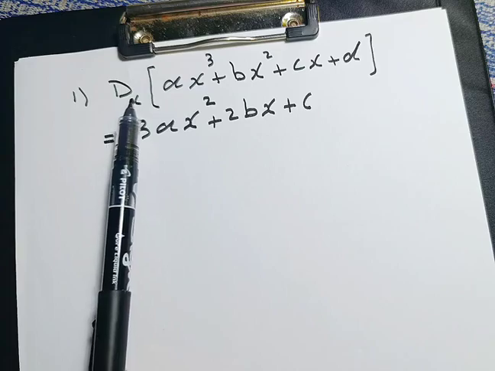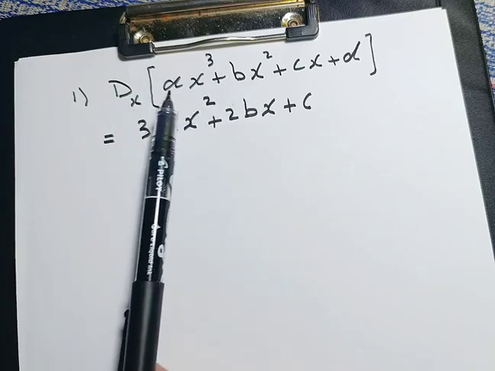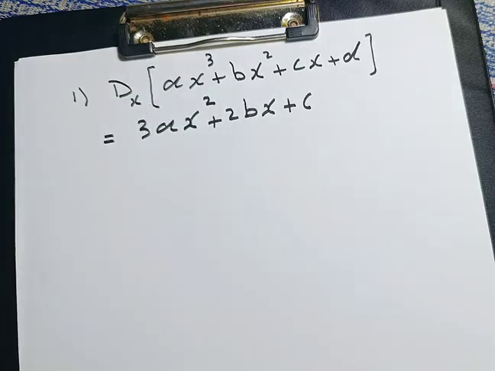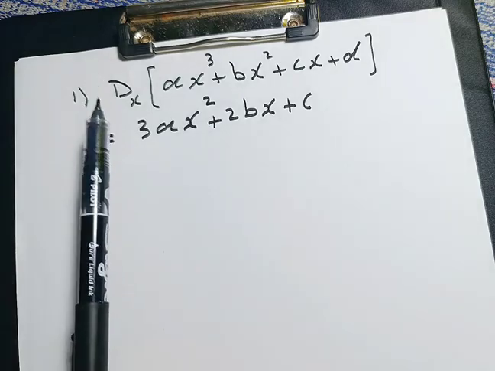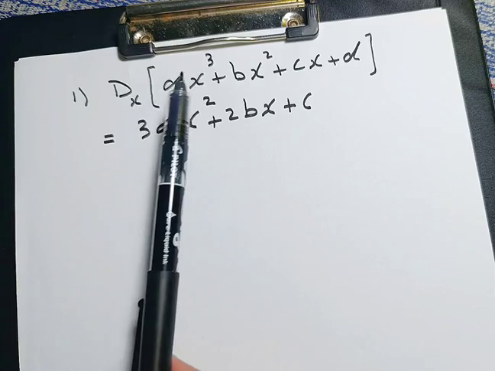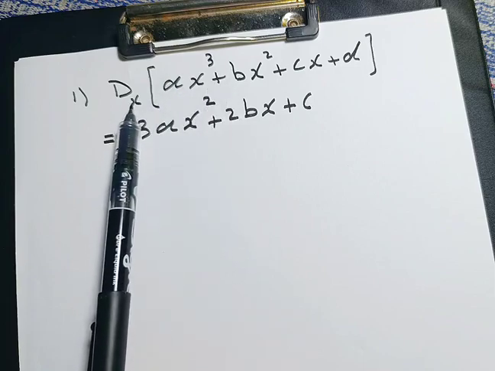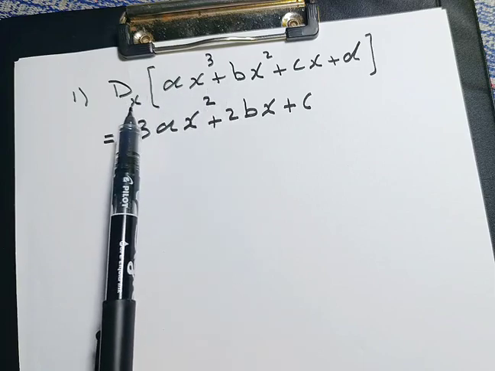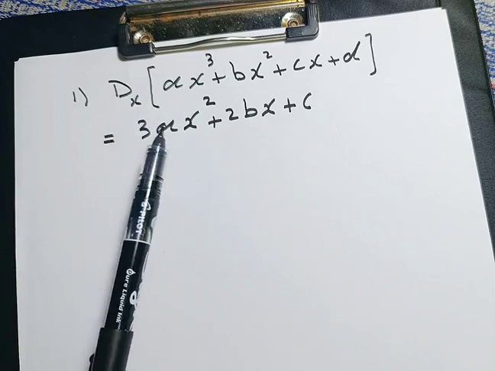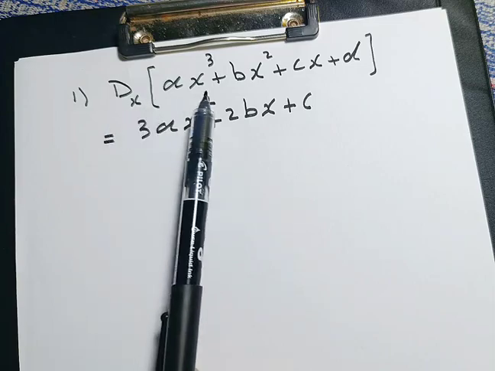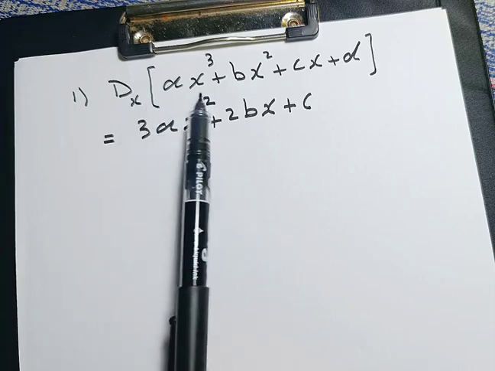So we're going to differentiate this expression with respect to x, which means differentiate with respect to x. Always look at the variable here. I'm going to show you all the different notations. So this means with respect to x, we're going to differentiate with respect to x.